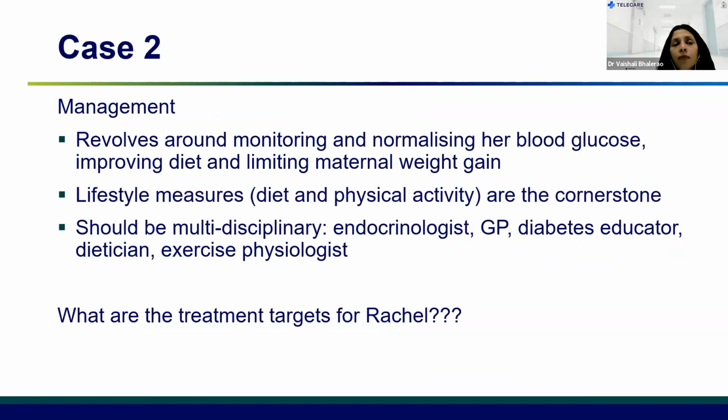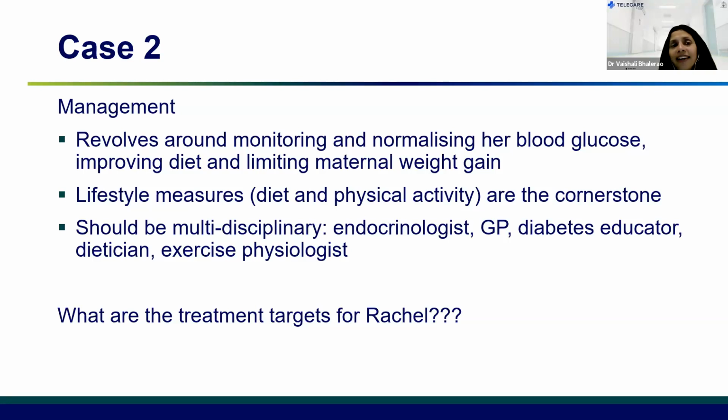So what management does Rachel need? Basically the management revolves around monitoring and normalizing her blood glucose, improving her diet and limiting maternal weight gain. Lifestyle measures about diet and physical activities are the cornerstones. It should be a multidisciplinary team arrangement, which includes the endocrinologist, GP, diabetic educator, dietitian, and exercise physiologist. So what are the treatment targets for Rachel?